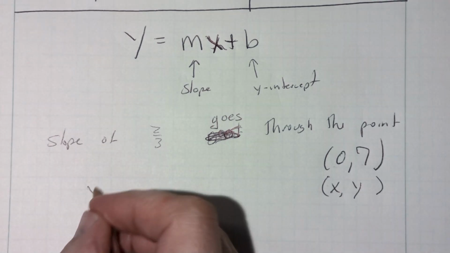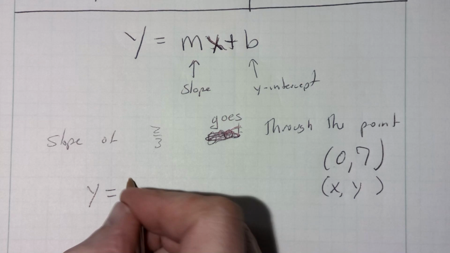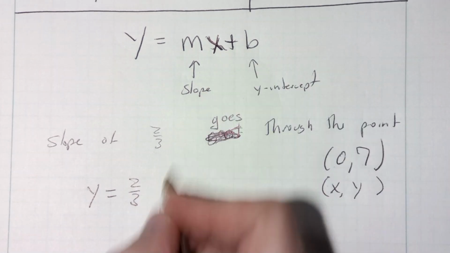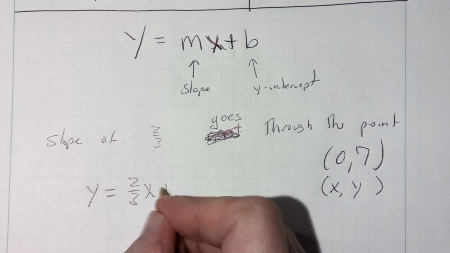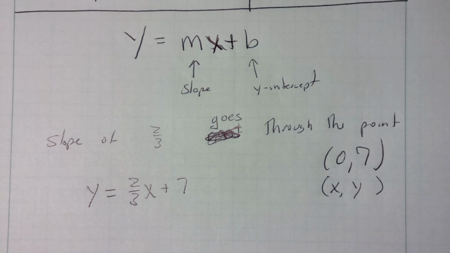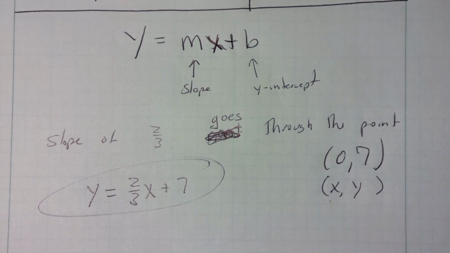So all I have to do is go y equals, again, they gave us a slope of 2/3. Always remember to write the variable x. And then since the y-intercept was 7, I put plus 7. Now, that was easy because they gave us the y-intercept where the x value is 0. They won't always do that. So let's do one where it's a little different.